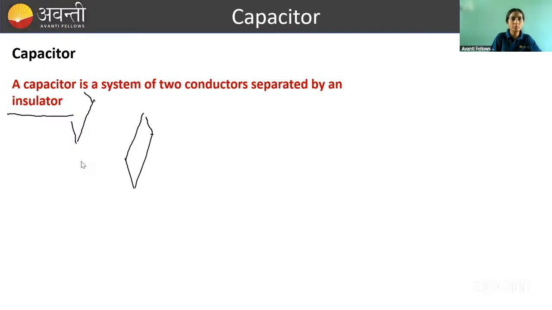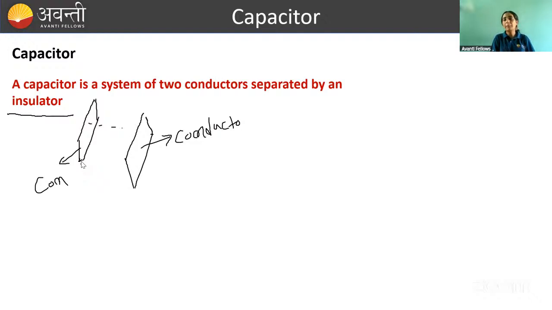देखो मेरी डायग्राम ना बहुत खराब है, सीरियसली. So let's say we have two such sort of plates. दिख रहा है ना तुम्हें? So these are two parallel plates. Let's say this is conductor. This is also conductor. And we are separating these two conductors by insulator. I mean, let's say we are keeping two conducting plates like this. And the space between these two plates is getting occupied by air or vacuum.